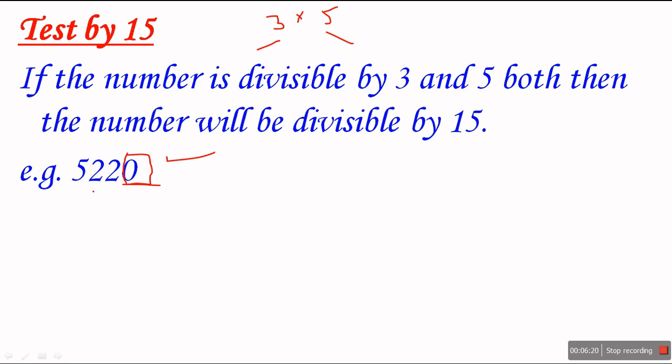Now we need to check just for 3. In order to test for 3, what do we do? We add the digits. 5 plus 2 plus 2. 5 plus 2, 7 plus 2, 9. So the sum of digits is divisible by 3, which means the total number will also be divisible by 3. So this number is divisible by 3, this number is divisible by 5. It means this number is divisible by 15.